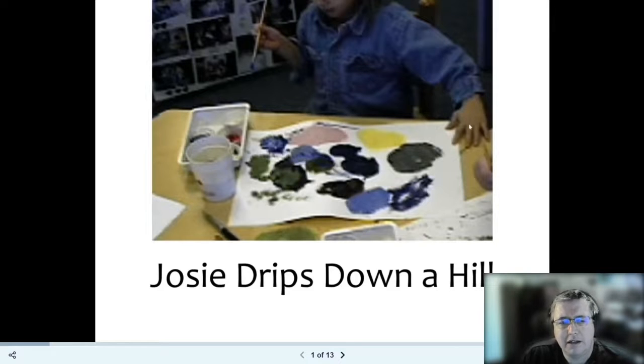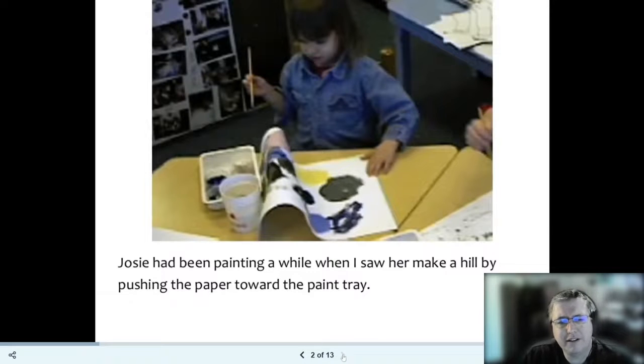So here we have the title, and he's added a picture already. So he has Josie's drip down a hill. I'll try and read this, but my throat is getting a little bit dry and awkward, so I'll try and read it with you. Josie had been painting a while when, so he's doing it first person, I saw her make a hill by pushing the paper towards the tray. So he's writing it in past tense and with I statements, but first person. Okay.